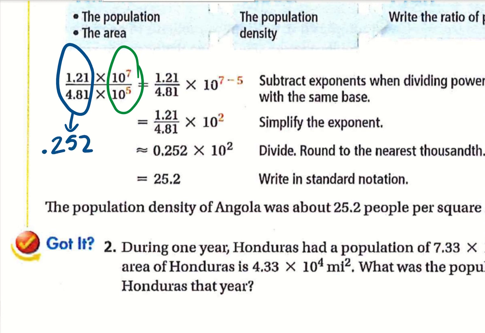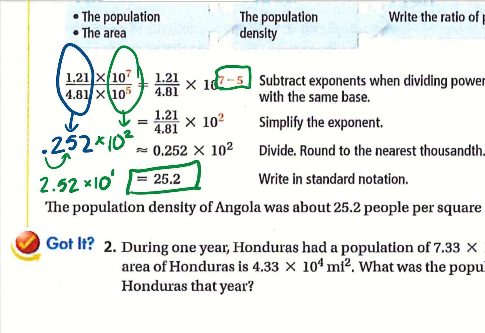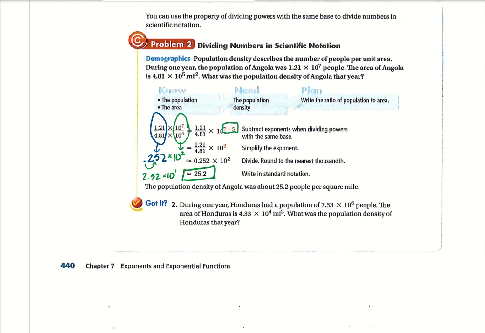Then this is what we were just doing with our exponents, right? We subtract them. 7 minus 5 is 2, so we get times 10 squared. Then we can put that into scientific notation by moving the decimal here, which would make it 2.52 times 10 to the 1st power. That's scientific notation. If we want standard form, that's what this is.